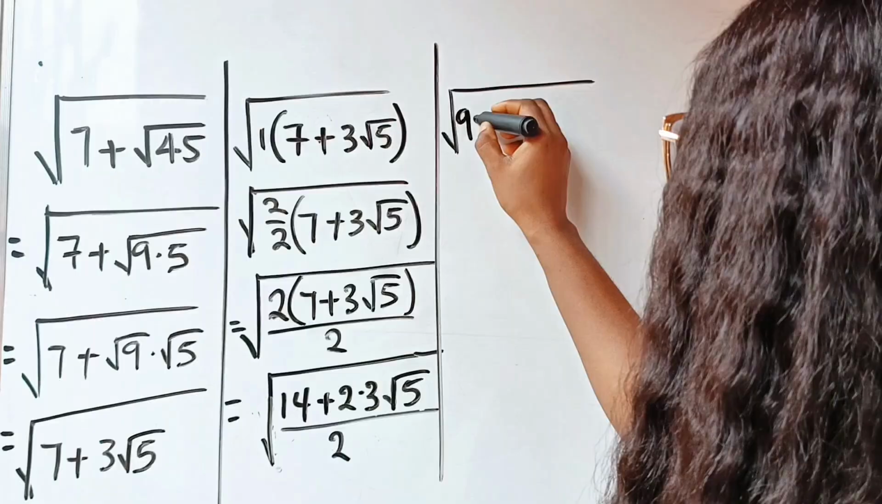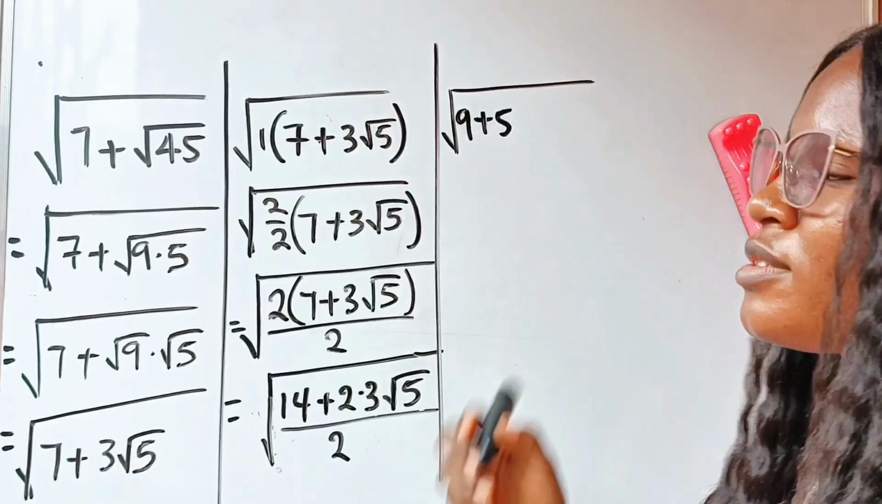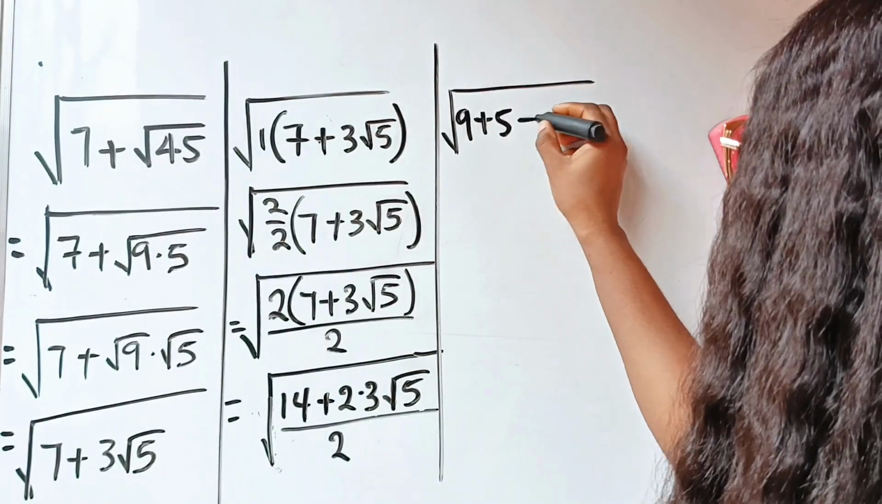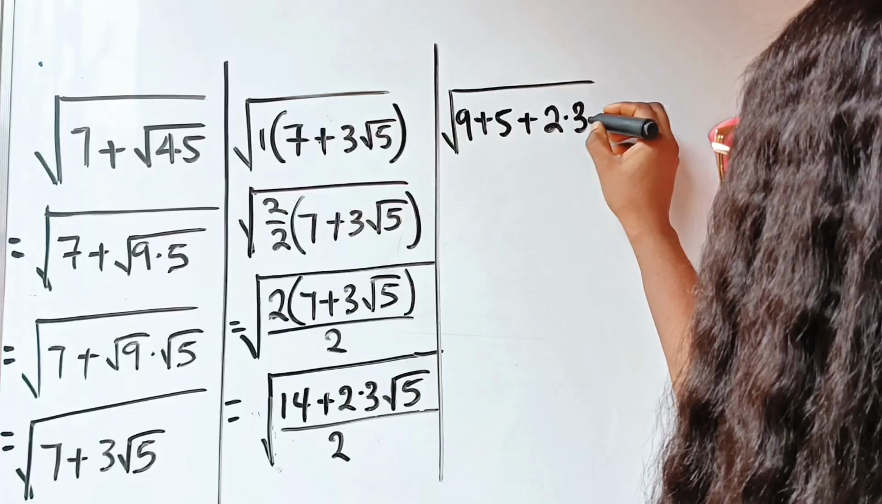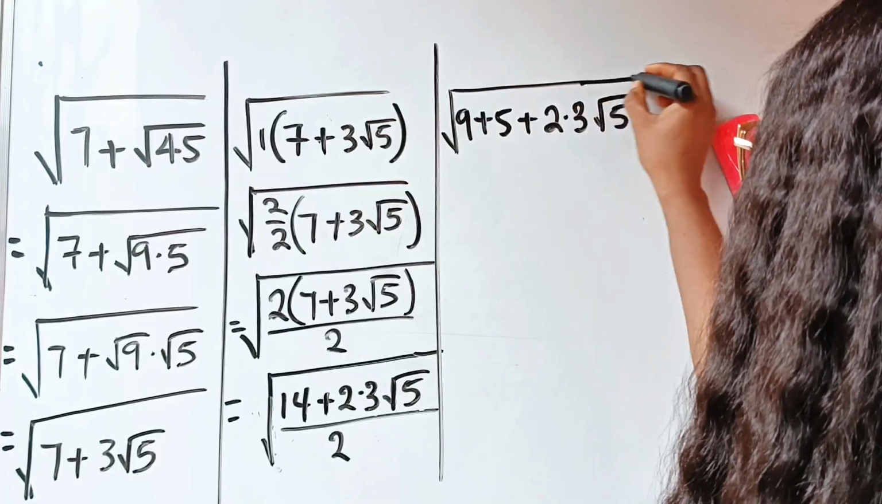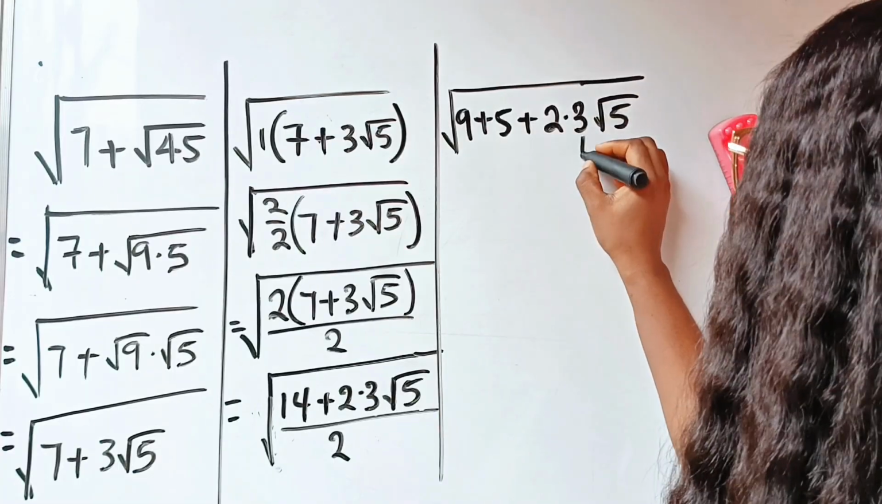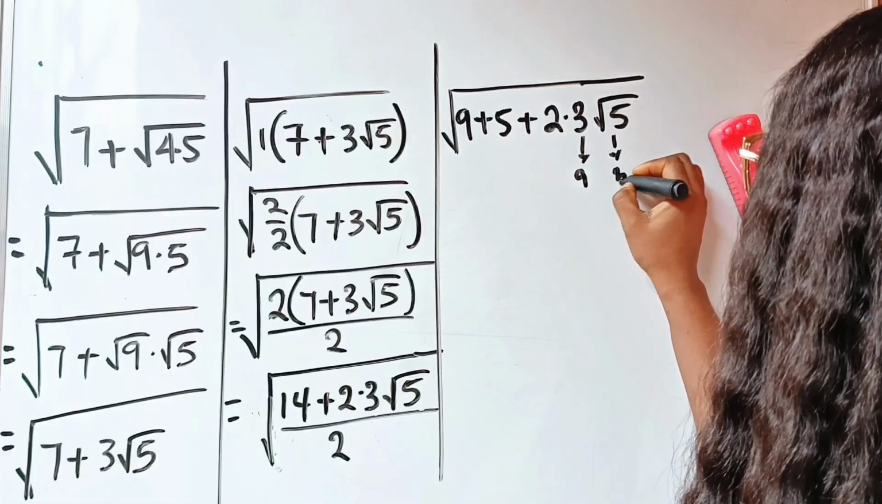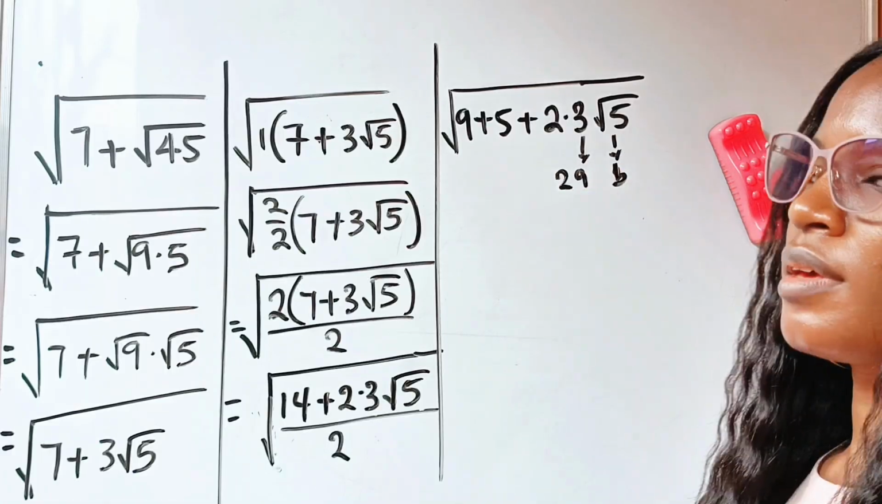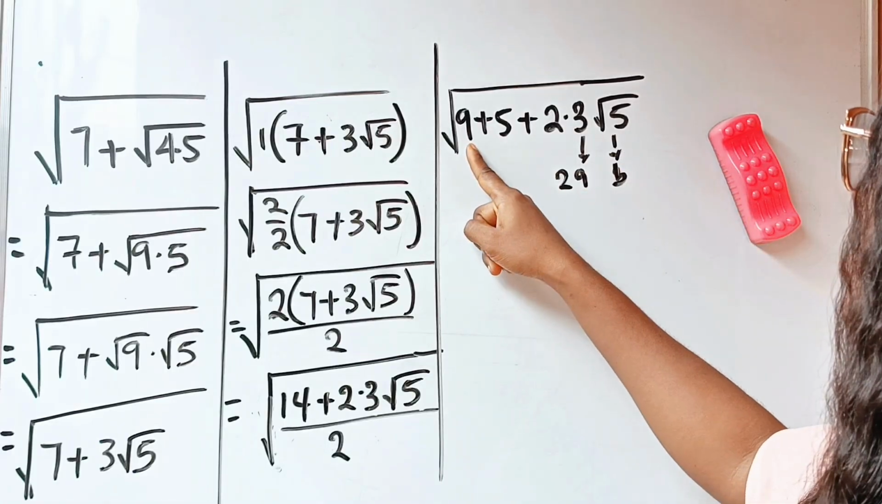So we have 9 plus 5. These are the best numbers to choose. Then plus 2 multiplied by 3 root 5. Okay, so this is our a and this is our b, because this is 2ab. So that is where this 9 is coming from.